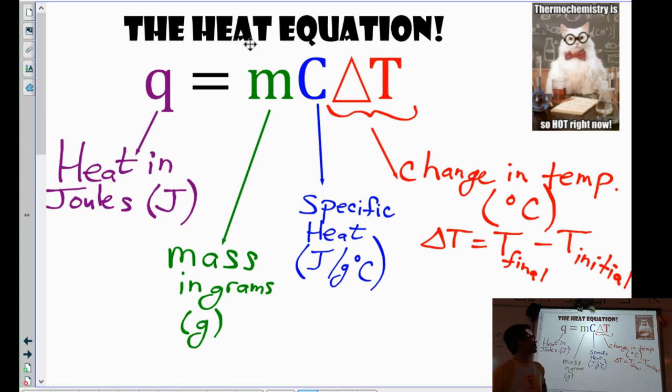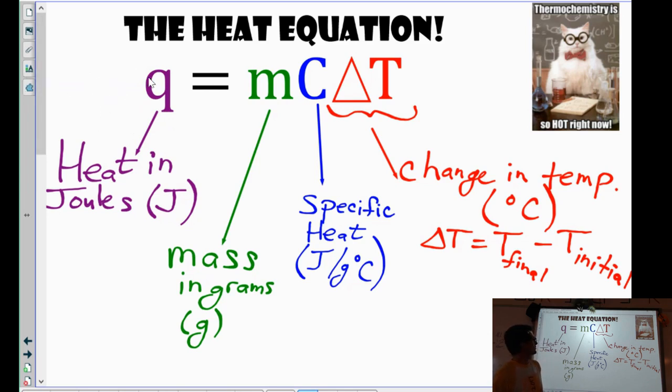If you're like, wait a second, shapes? I thought chemistry only had letters and numbers, not shapes. This stands for delta. It is a Greek letter, D. It stands for delta. But delta means change. You may have seen it before, maybe not, but either way, triangle stands for change.